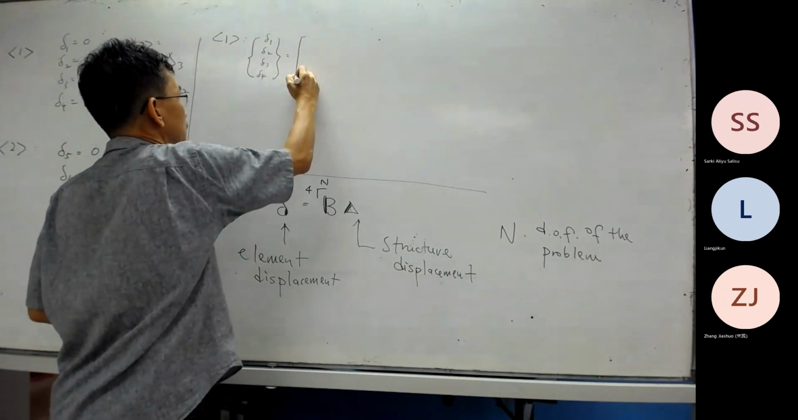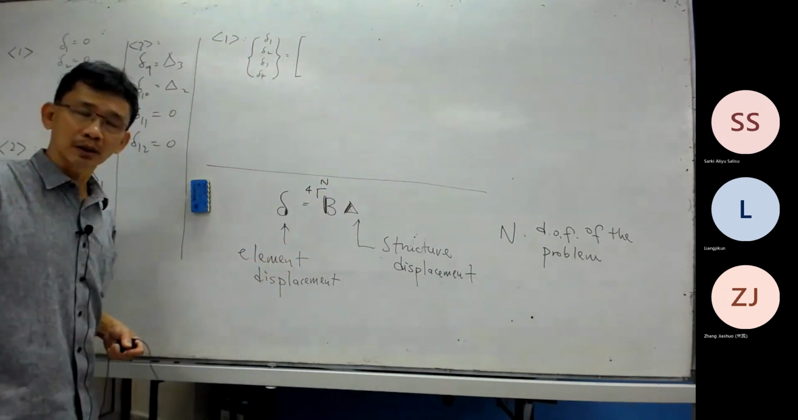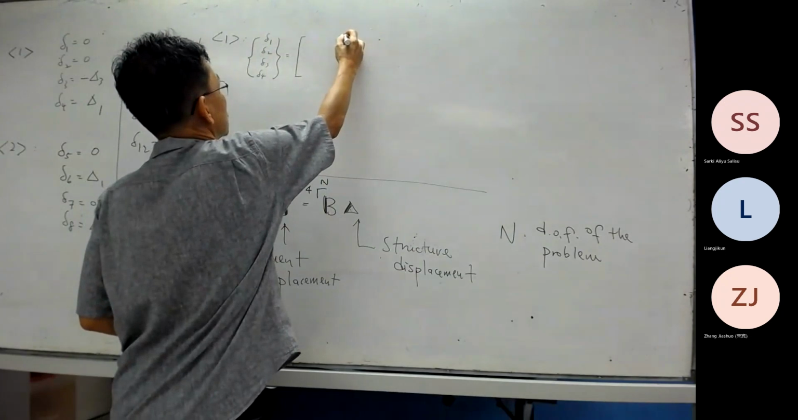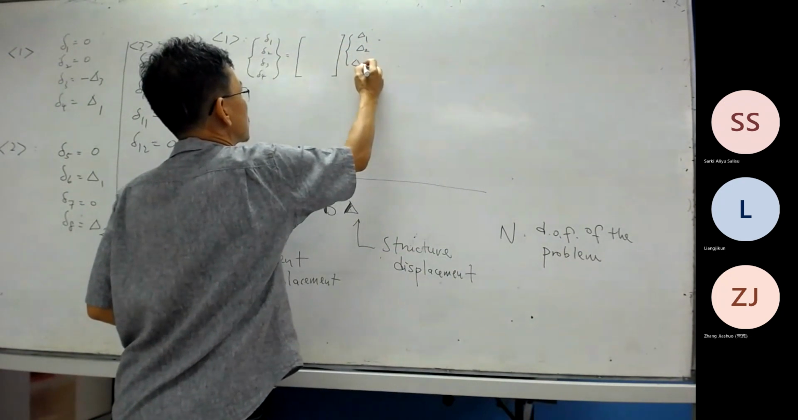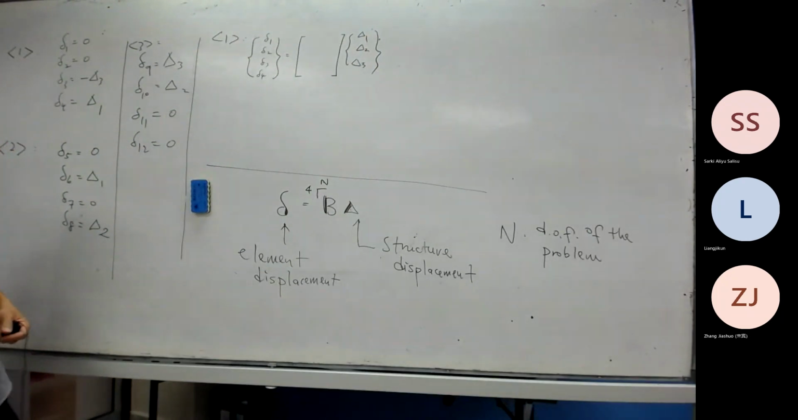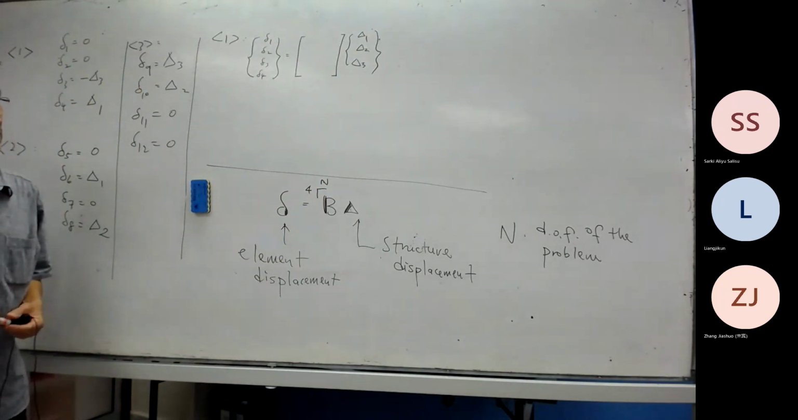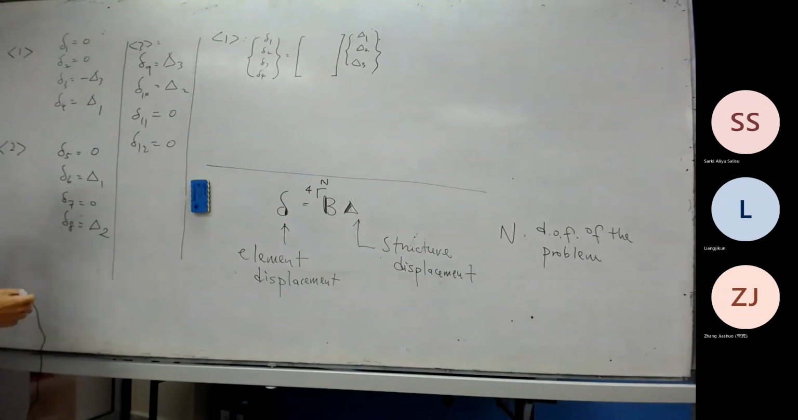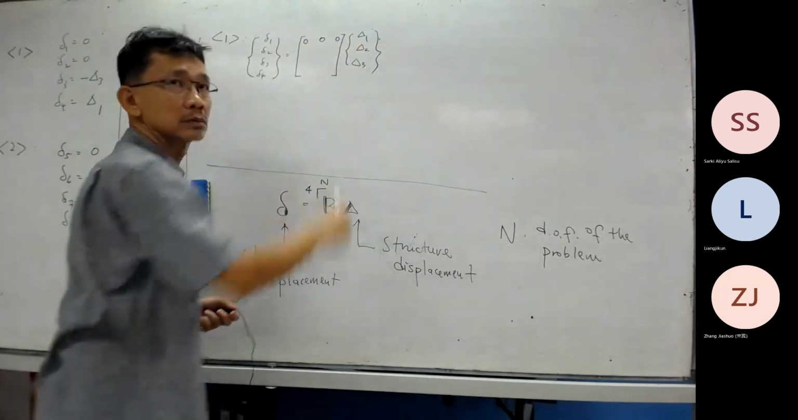And you put in matrix form, the number of rows is always 4. And the delta here is a vector of delta 1, delta 2, delta 3. This is the size, so the n is 3 here, because the structure has 3 non-zero displacements, delta 1, 2, and 3. Okay. So now you look at this, delta 1, 0. So it becomes 0, 0, 0.